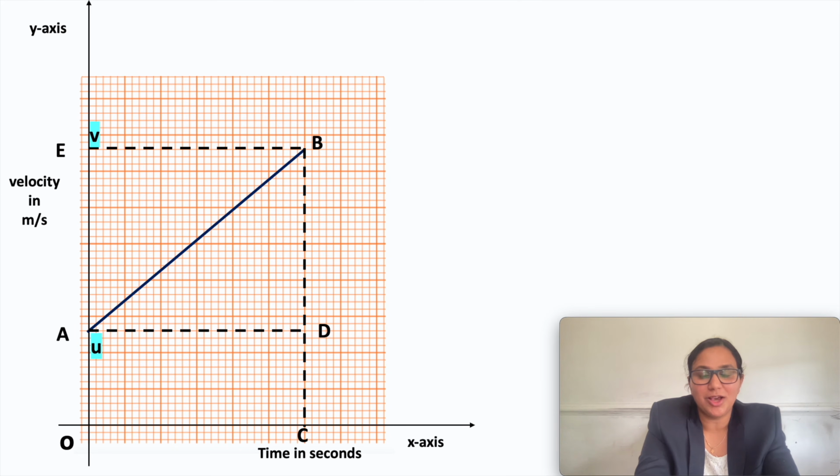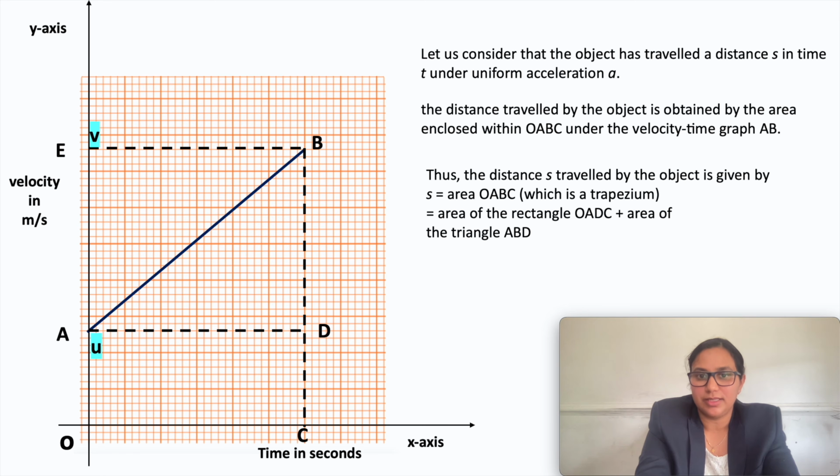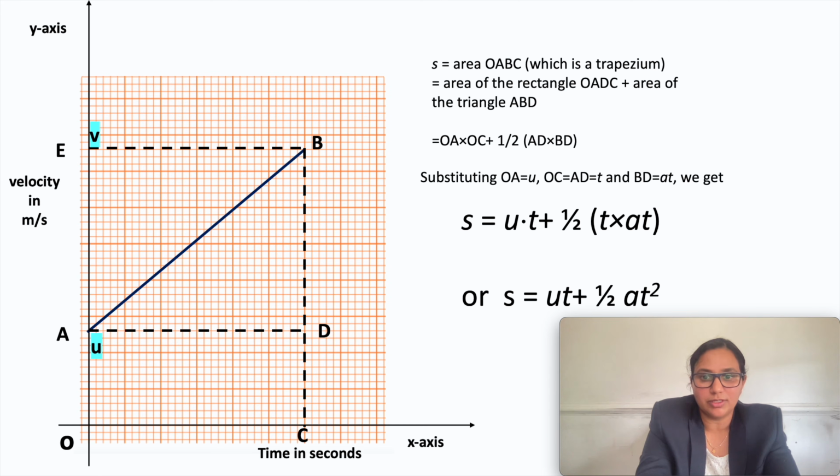If you want to write this derivation for your examination, you have to start from this point, then show that the distance travelled by the object is nothing but the area OABC, then go for the derivation, substituting all the values. The final value is s = ut + ½at². It is very important that you draw the graph for your derivation.